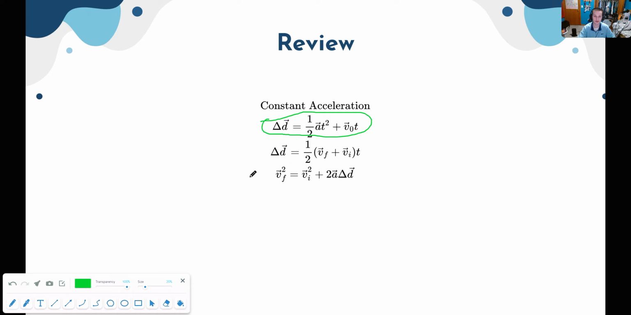But then we also derived a couple of other equations. We derived another one for displacement that doesn't depend on acceleration. It just depends on your initial and final velocity. And then we derived another equation for the final velocity in terms of the initial velocity, the acceleration, and the displacement. So with that being said, let's get into the thick of things today.